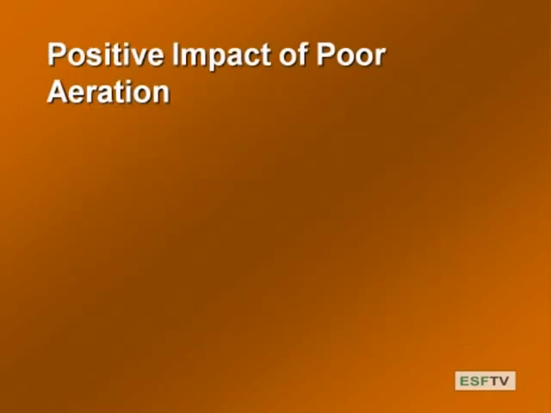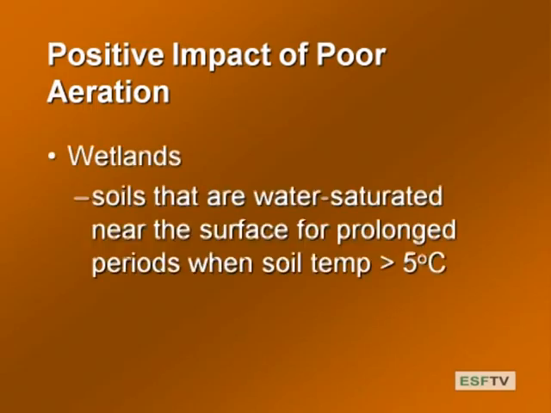But it's not all bad. There are some positive aspects of poor aeration, and we see those as wetlands. Okay? And so wetlands are soils, the definition of a wetland, soils that are water saturated near the surface for prolonged periods when the soil temperature is greater than 5 degrees C. So that's a wetland. Okay?